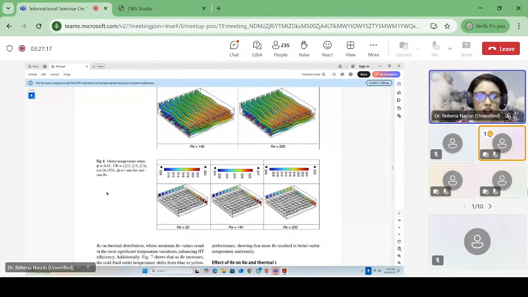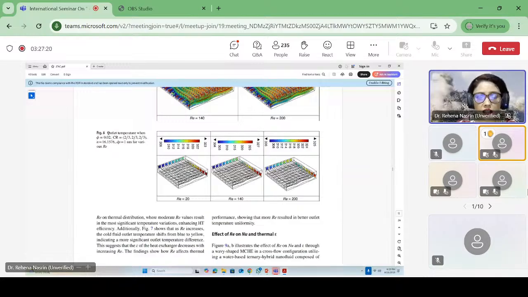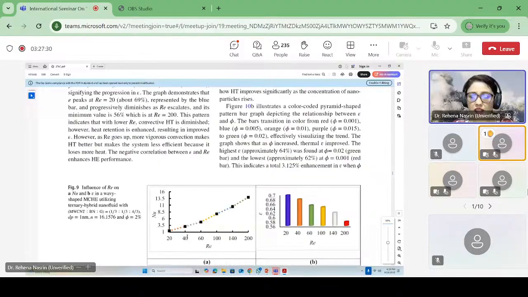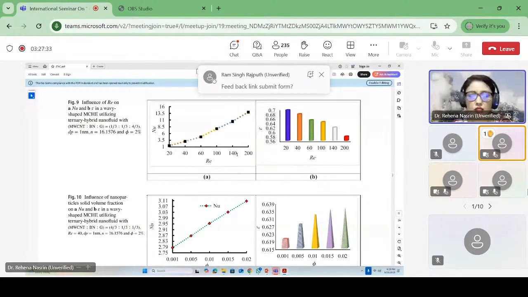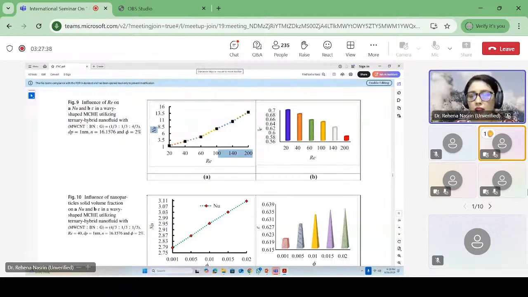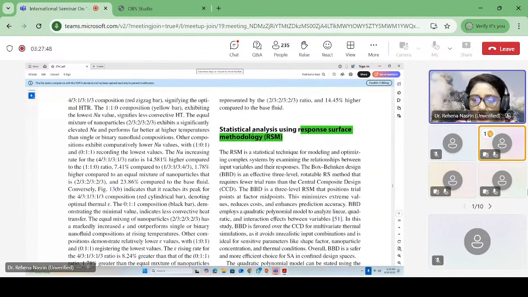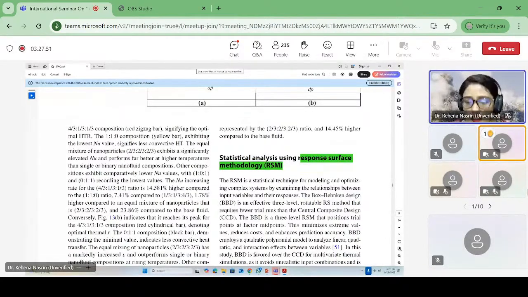These are the streamline profile. These are the outlet temperature profile. Only the outlet temperature you can see here in this figure, and these are the data plots. You can see Nusselt number against Reynolds number, and efficiency against Reynolds number is shown here. Also the statistical analysis we conducted here using response surface methodology.